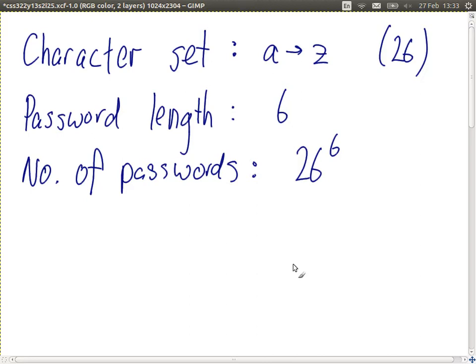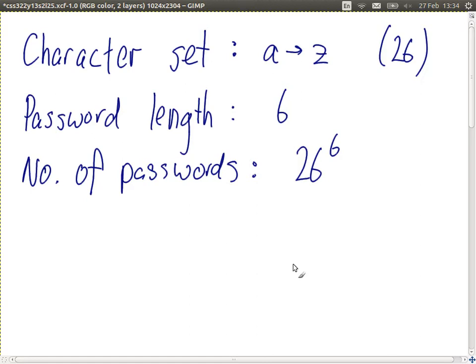So, a brute force attack from an attacker. Let's say you have chosen a password using this password scheme. You chose a 6-character password from lowercase letters. You chose it randomly. So a brute force attack would involve an attacker trying to guess your password. And a brute force would be to try all possible passwords. So an attacker would need to try 26 to the power of 6 passwords.